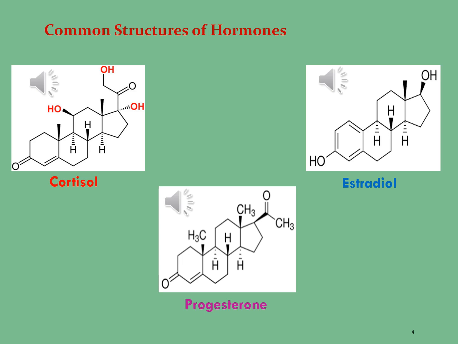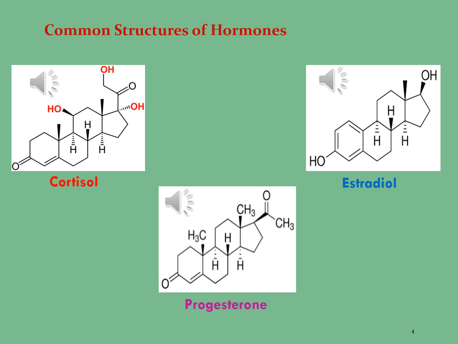The next molecule is estradiol. When we see the structure of this molecule, it consists of a hydroxyl group at carbon 3 position and another hydroxyl group at carbon 17 position. The total number of rings in this molecule is 4. Three rings are hexagonal and the fourth ring is pentagonal. However, the first ring is aromatic.